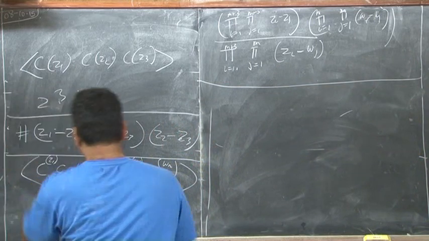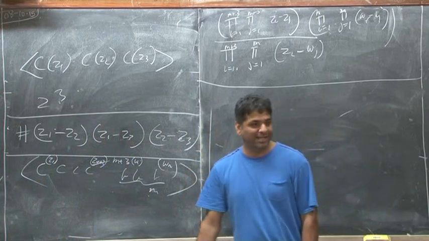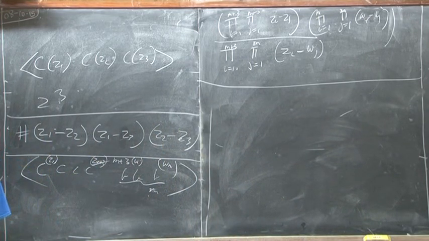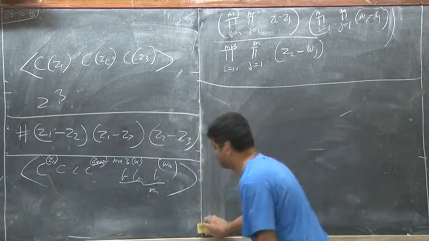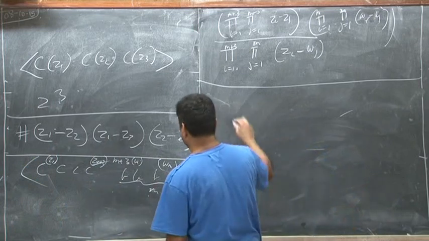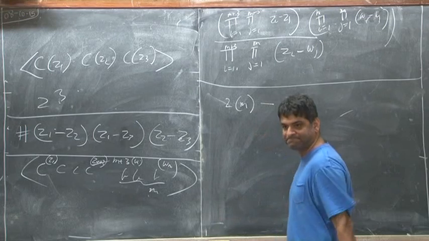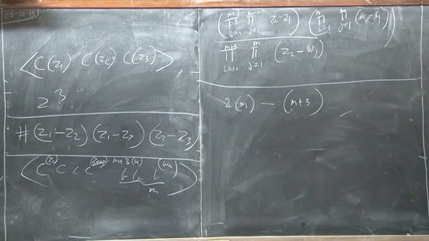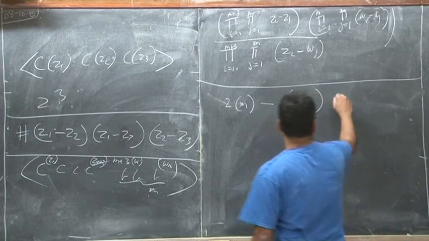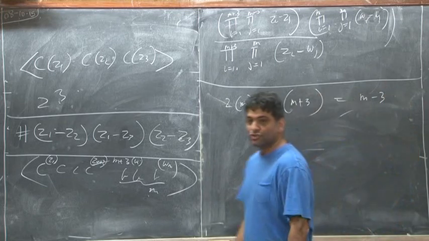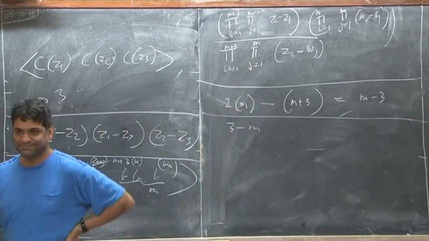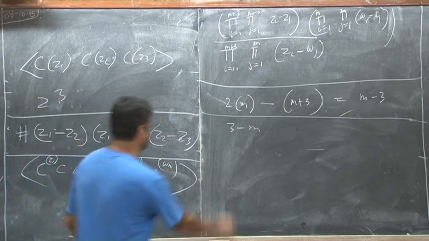Dimensional check. So let's see. What are the dimensions of C? That's minus 1. What are the dimensions of B? That's 2. So the total dimension here should be 2 into m minus m plus 3. That should be the total dimension, so that is equal to m minus 3. So the net homogeneity in Z should be 3 minus m. Okay, let's check with that.